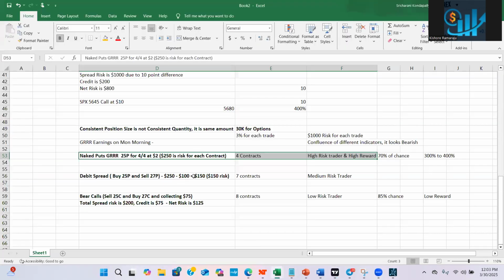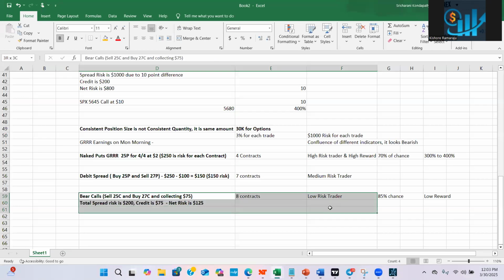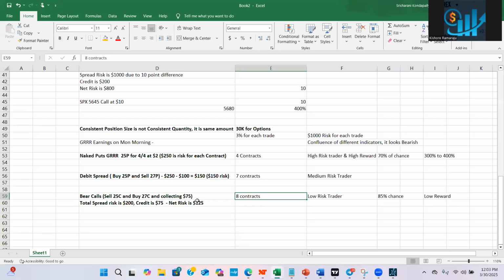What you can do is collect the money here, $125 on 8 contracts. That means already you are collecting some nice premium. Then use some of that money and do some naked put or debit spread. So now your risk is minimal, right? You are first collecting the premium, getting the money, and using that money to buy some.